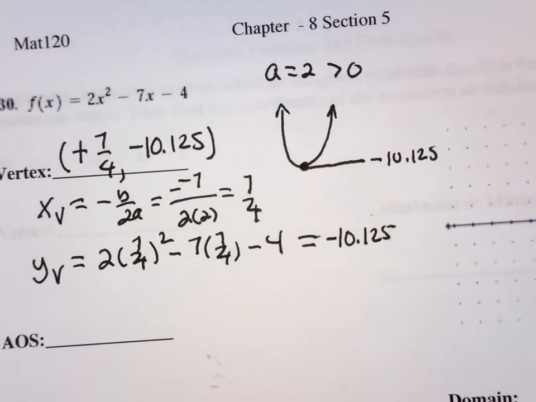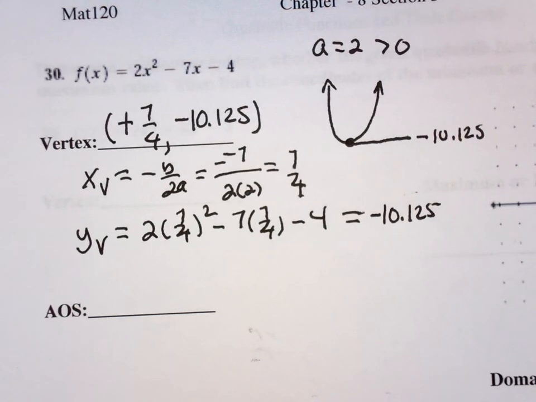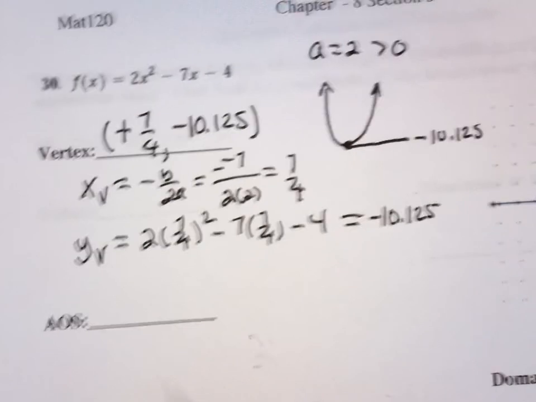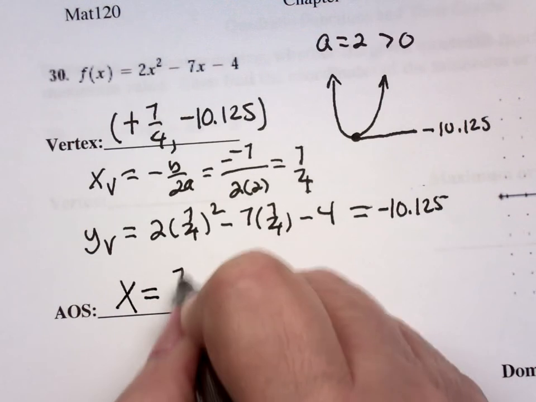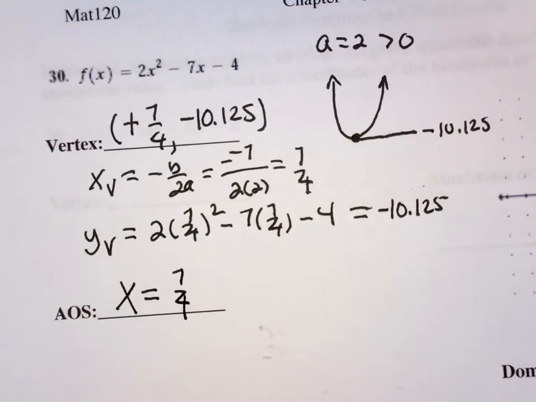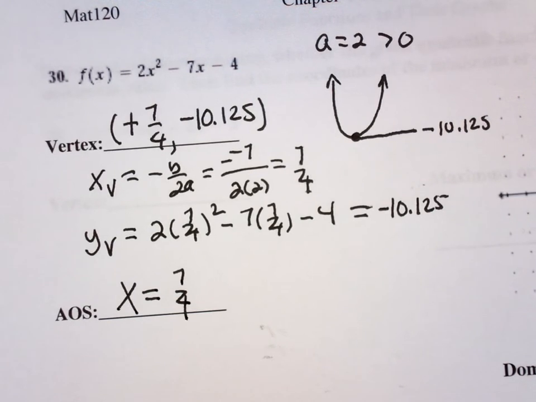What is the axis of symmetry? Yeah, it's 7/4, so it's a line, so it's x equals 7/4. 7/4, 0 is a coordinate point. x equals 7/4 is a line.